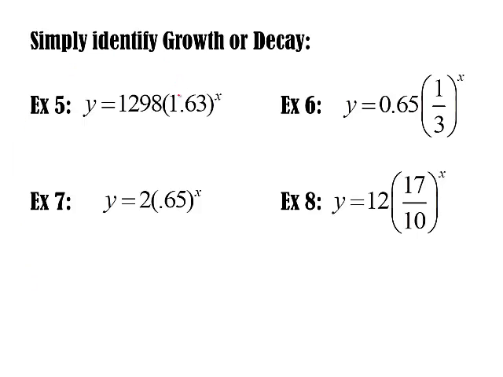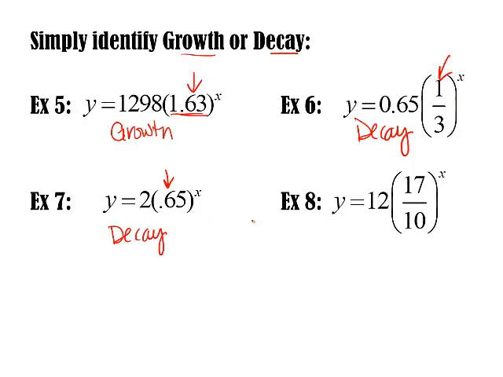So in these problems, all you're doing is identifying, is it growth or is it decay? So the basic idea is look at what's being raised to the power of x. Is it greater than 1 or less than 1? In this case, 1.63 is greater than 1, so this would be a growth curve. This one, what's being raised to the power of x? 1/3. Is that greater than 1 or less than 1? That's less than 1, so this would be a decay problem. Here, 0.65, greater than 1, less than 1. 0.65 is less than 1, that's a decay problem.